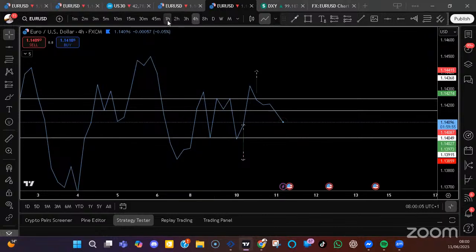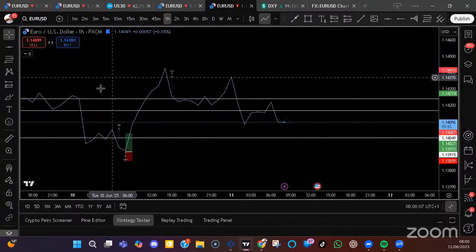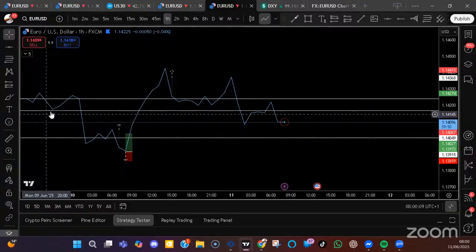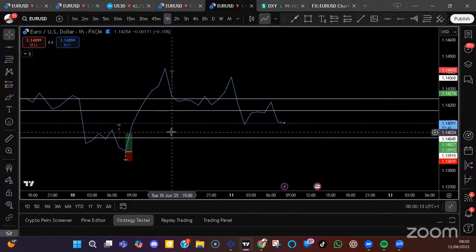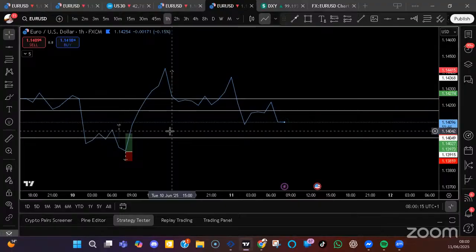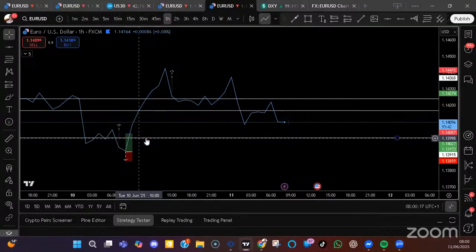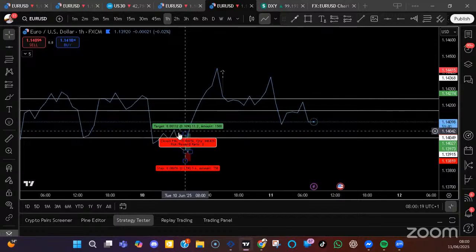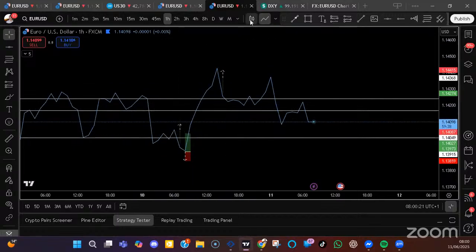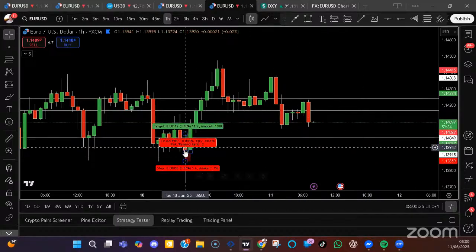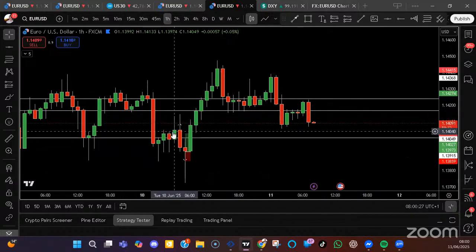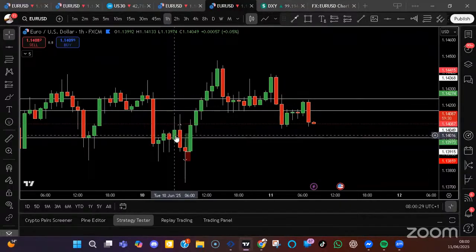And then we'll go down to the hourly, and again we can see that point of interest there. We've got no really other points of interest at the moment. So we will go on to the candles. We have a little bit of imbalance down here, so I think we'll draw that up.